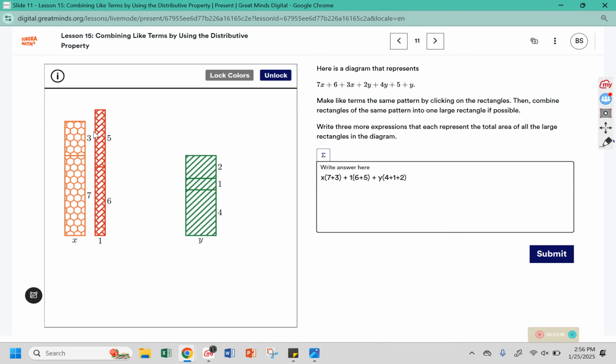Then if we look at the total height of the orange, that would be x times 10. The total height of the red is 11. 6 plus 5 is 11. And the height of the y rectangles, 4 plus 1 plus 2 makes 7. So this can be rewritten as 10x plus 11, because 1 times 11 is 11, plus 7y, because y times 7 is just 7y.